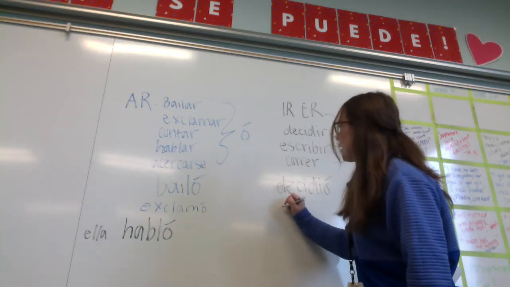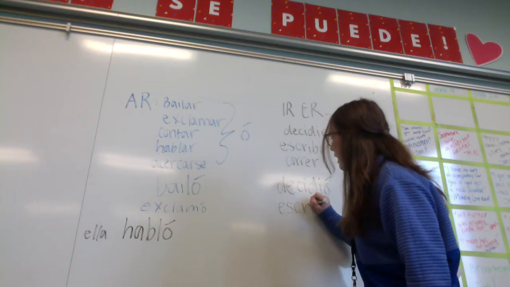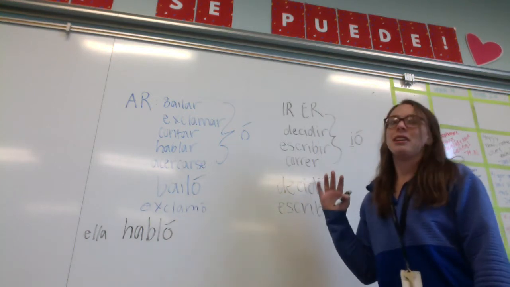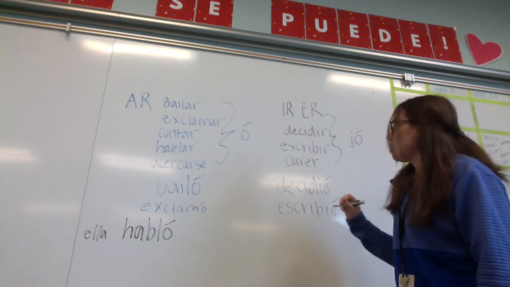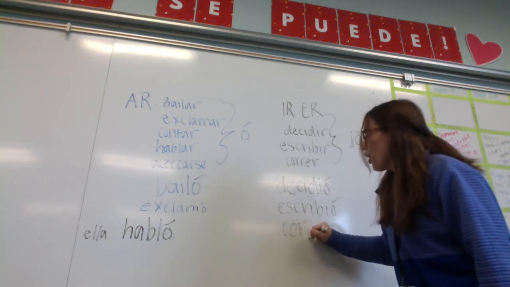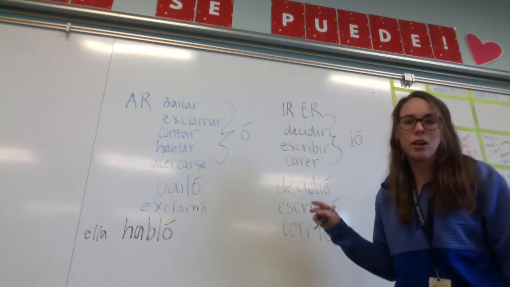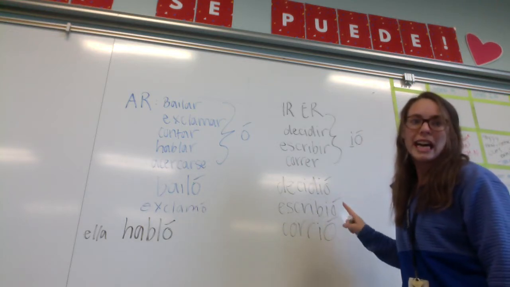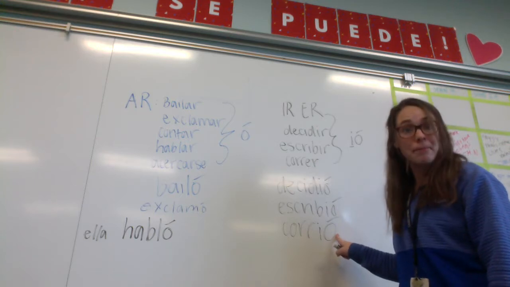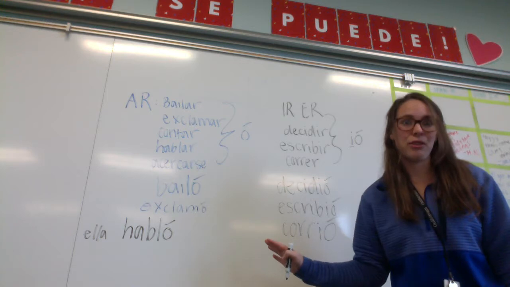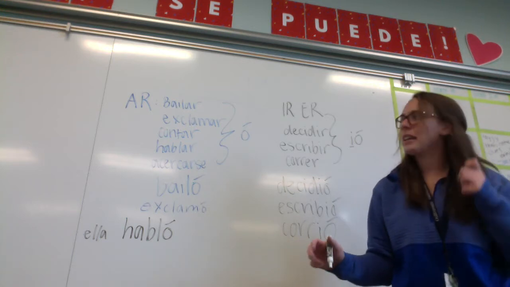Then, if I wanted to say she wrote, ella escribió. She wrote. If I wanted to say that she ran, ella corrió. Siempre con O con acento. Okay? This is the he, she form. We know that one. That one's pretty simple.